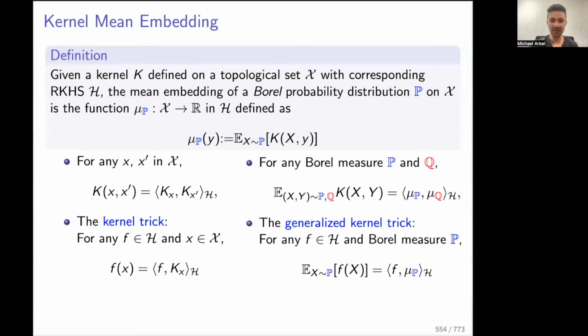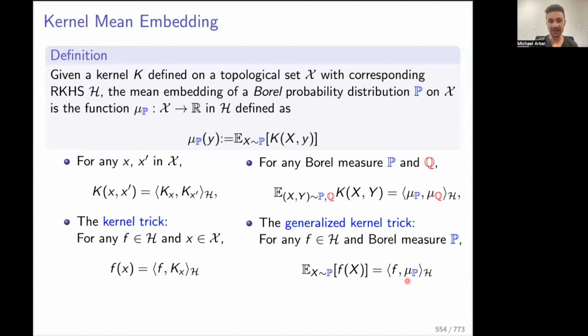Now we can extend all these notions when talking about probability distributions. First, given any two probability measures P and Q, you can compute the expectation under P and Q of the kernel just by taking the dot product in the Hilbert space, the RKHS, between the mean embeddings of P and of Q. And we also have access to a generalized kernel trick, which allows us to compute the expectation under P of any function in the RKHS just by taking the dot product between f and the mean embedding of P.